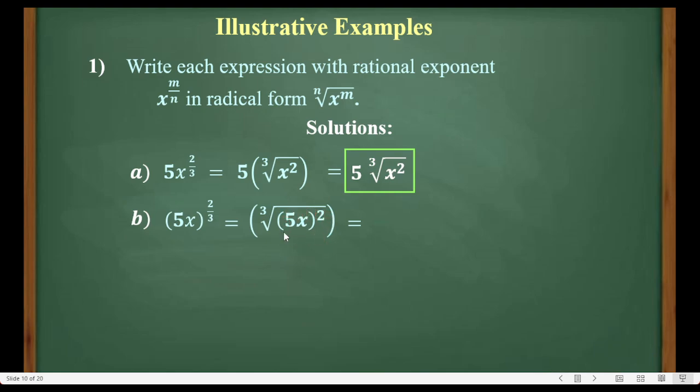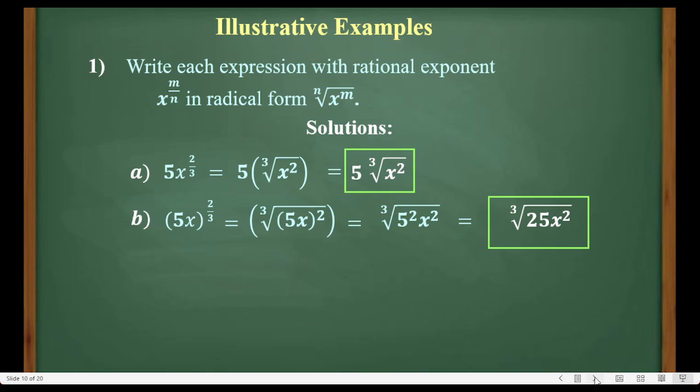We know that the radicand part here is the quantity 5x squared. In this particular part, you apply the power of a product law, so that the answer becomes cube root of the quantity 5 squared x squared. And we know that 5 squared will give us 25. So the final answer for letter B is cube root of 25x squared.